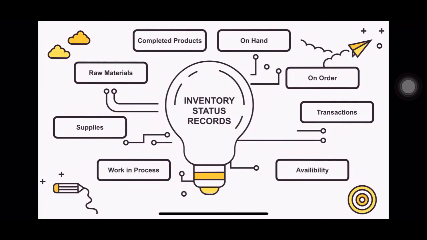And lastly, for material requirements planning, we have the inventory status records, which is a record that states the raw materials and the completed products that you either have on hand or have already ordered.